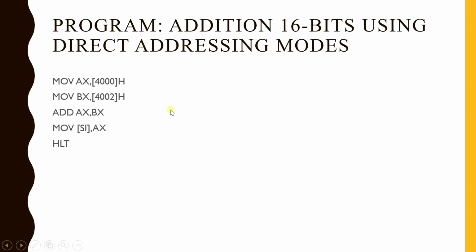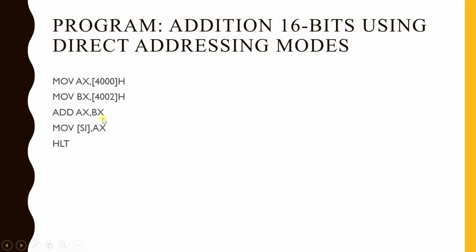And in this direct addressing mode, what we have done: MOV AX, [4000]. It means that the number given in this bracket is a memory location, not a number. Then MOV BX, [4002]. So at memory location 4002, whatever data is present will be transferred into register BX. Now do addition of AX, BX.